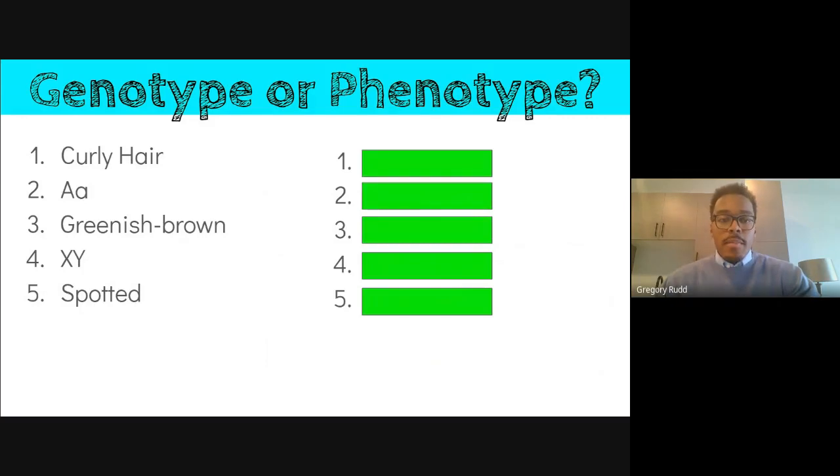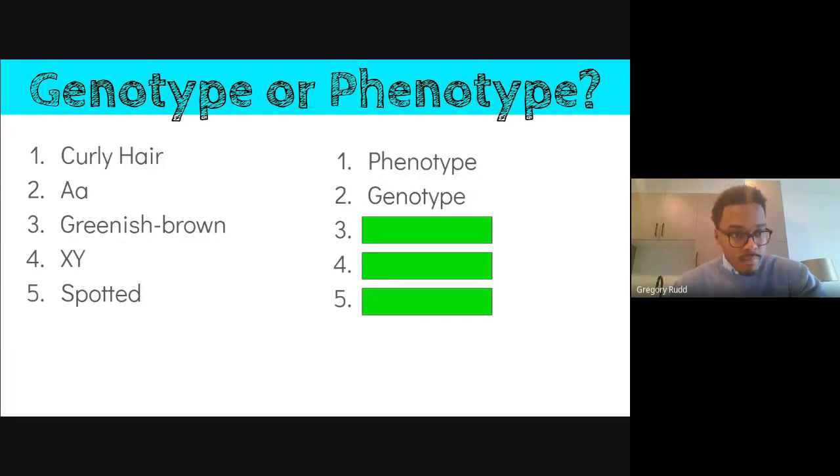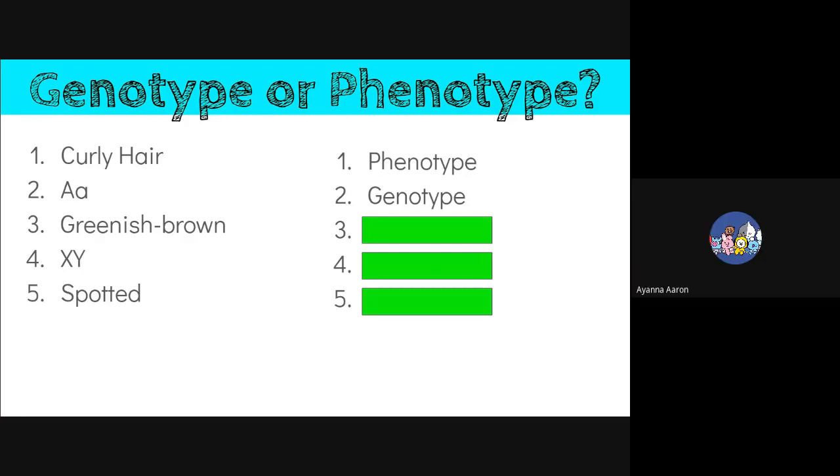So, curly hair, would that be considered a phenotypic description or a genotypic description? Geno or pheno? Pheno. That's pheno, good, because that's a physical trait. What about AA? Is that geno or pheno? Geno. Greenish brown, would that be geno or pheno? Pheno. You gotta get this.